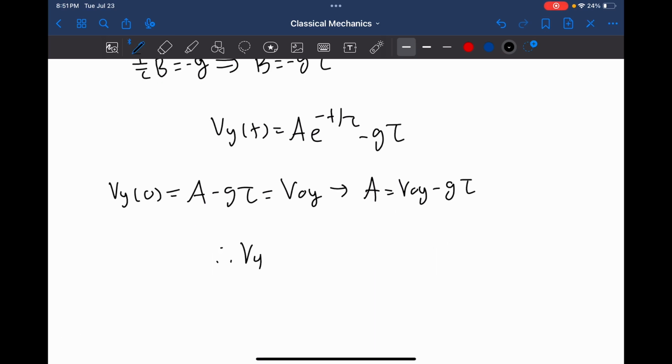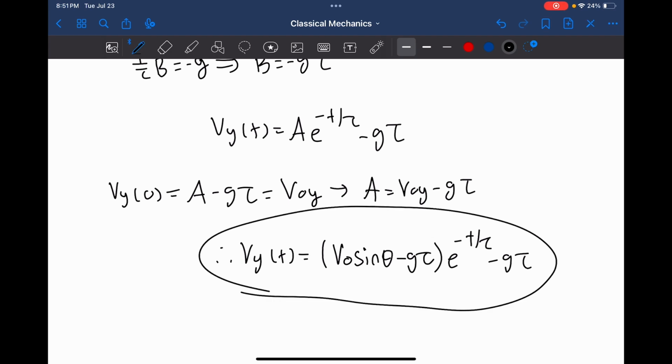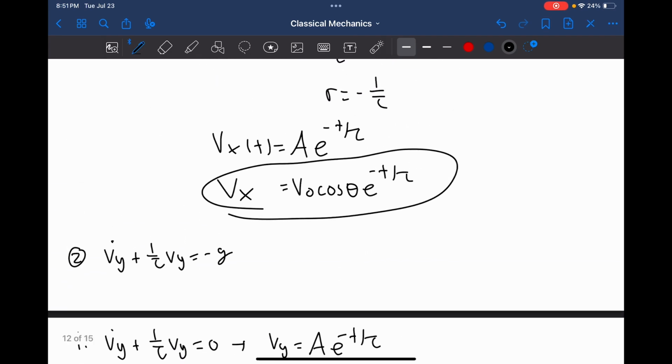Therefore we have that vy as a function of time is going to be v naught in the y direction, which we remember to be v naught sine of theta, minus g tau, e to the minus t divided by tau minus g tau. So there's vy as a function of time and vx as a function of time.